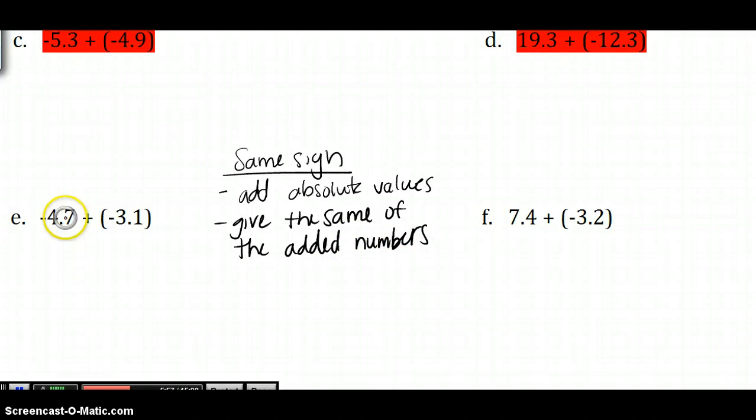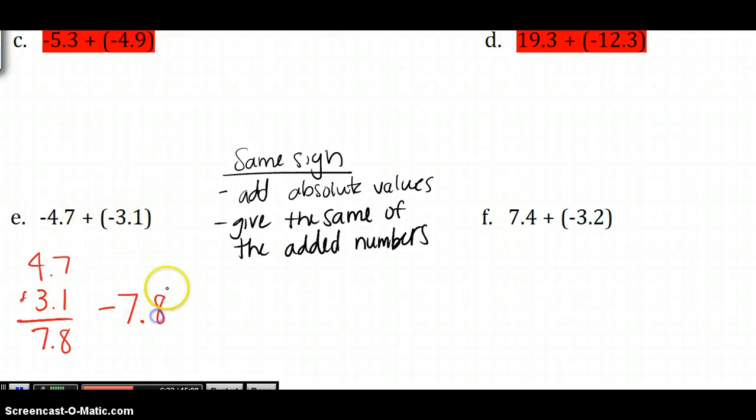So for example, negative 4.7 plus negative 3.1. Add the absolute values, so add 4.7 and 3.1. 4.7 plus 3.1, if you can't do it in your head, you can write it like this. So you get 7.8. And then give the sign of the numbers added. Well, both of these were negative before we added them, so your answer is negative 7.8.